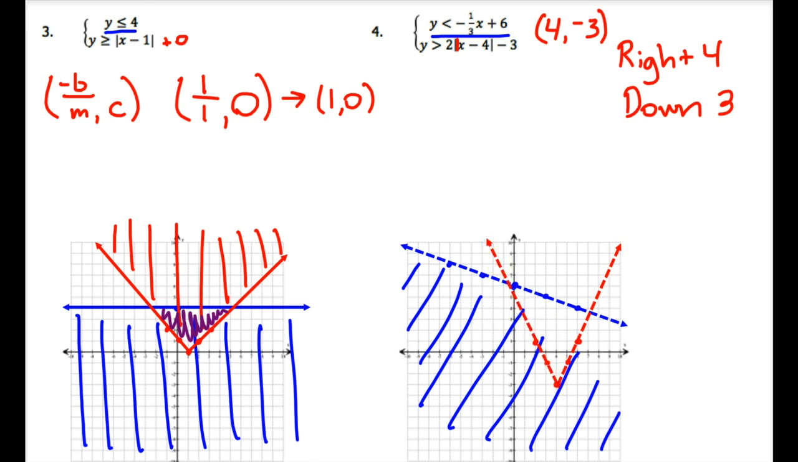Okay, and then the shading for this v, its y is greater than, so I'm going to shade again everything above, or that would be inside for this. And my overlap region is again the region that's between my line and my v. So it's going to be everything in this area.